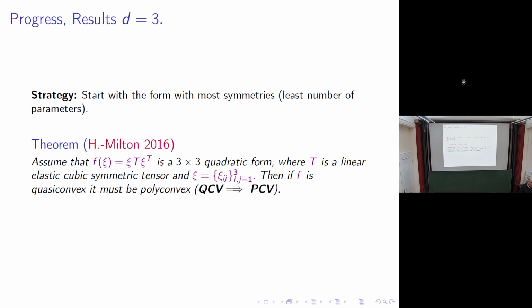Linear elastic cubic symmetric basically means the tensor has only 3 independent parameters, and it is quite simple, but if it is quasi-convex, it is not obvious that it has to be polyconvex. The form is not something like diagonal. It's not at all obvious, but it is straightforward. They don't generate anything new.